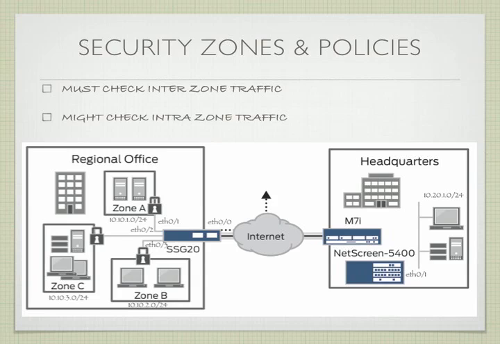So if you're using intra-zone traffic, or intra-zone policies, you have to make sure that your Ethernet traffic is routed in a way that the firewall can see, intercept, and apply the rules you want to apply.